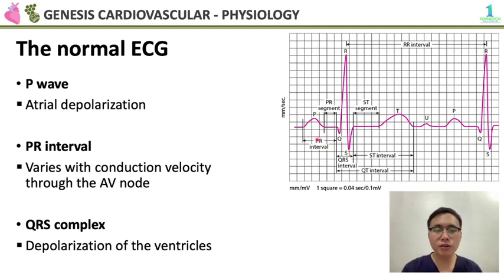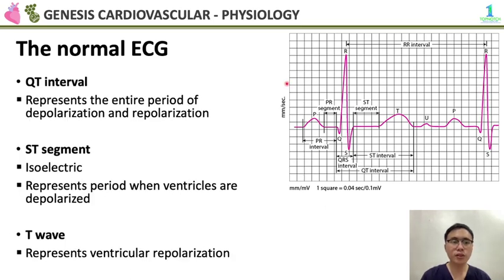Okay. PR interval varies with conduction velocity through the AV node. So say for example, you have a first degree AV block. You expect the PR interval to lengthen. Usually more than 5 small squares na siya. QRS complex over here represents depolarization of the ventricles. QT interval, ito yung sinasabi kong important, no?